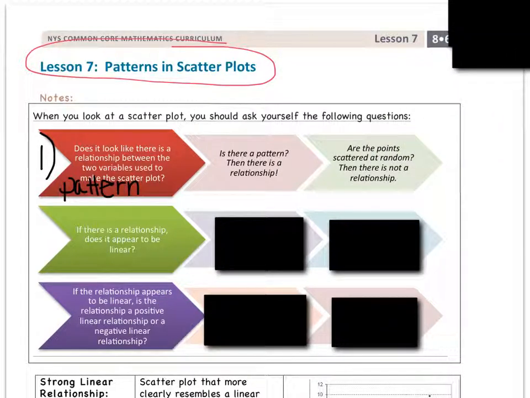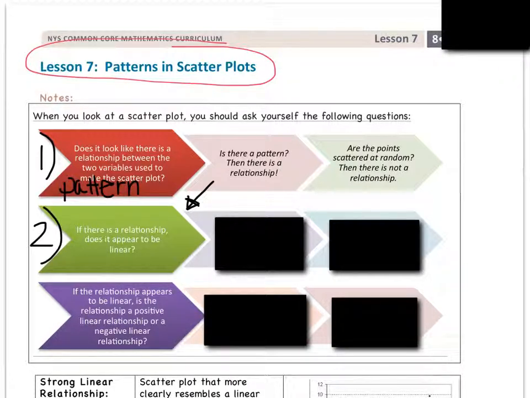If the plots are random, then there's no relationship. So only if there is a pattern do you need to ask yourself the second question. If there is no pattern, you do not ask yourself the second question. Notice the second question starts with, is there a relationship? So if there is a relationship, you need to ask yourself, does it appear to be linear?